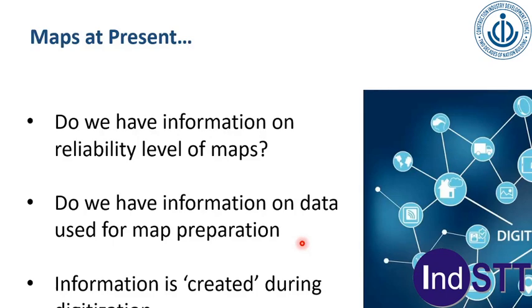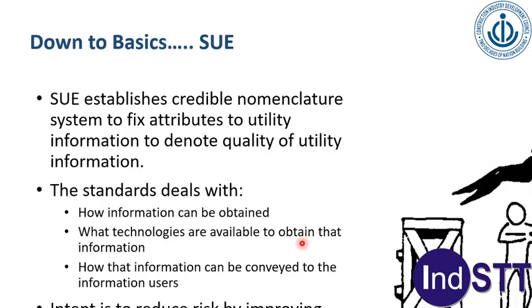That's the problem. So SUE establishes a nomenclature system to fix attributes to utility information to denote the quality of utility information. That's the major thing in SUE. What is the quality of the information? There are standards, of course, which deal with how information can be obtained, what technologies are available, how information can be conveyed to information users, etc. Intent is to reduce risk by improving the reliability of information on existing subsurface utilities in a defined manner.